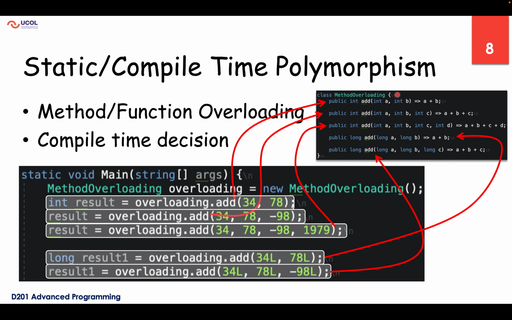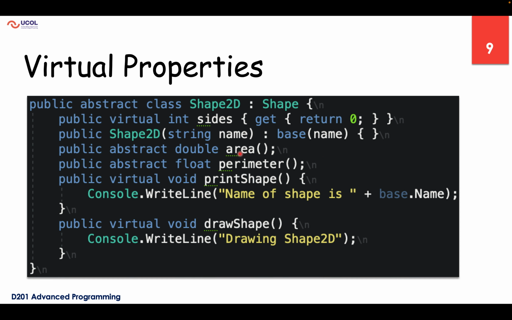So this is the static or compile time polymorphism. When we are compiling our program, it will automatically link these calls of the add method to different methods within that method overloading class. So this is our static or compile time polymorphism.